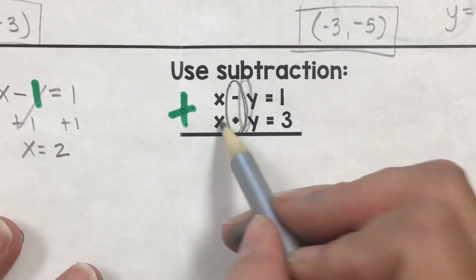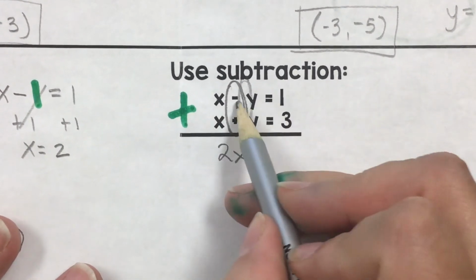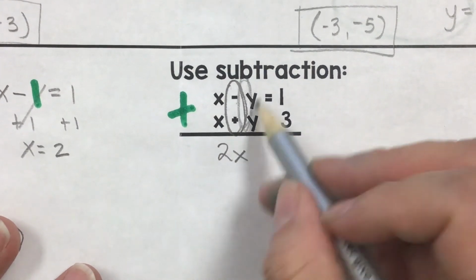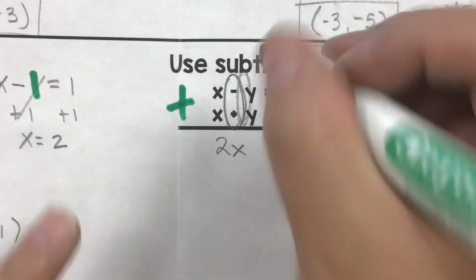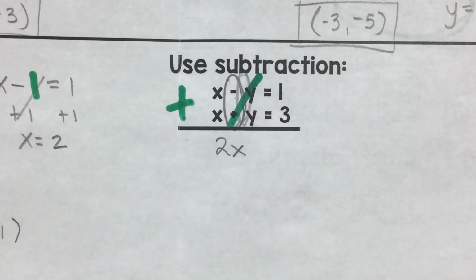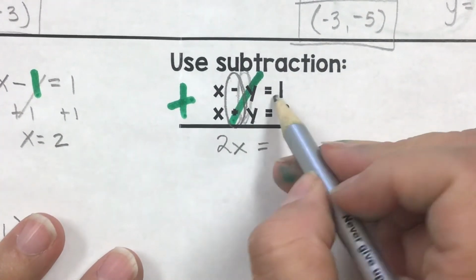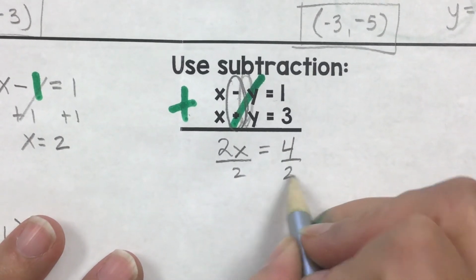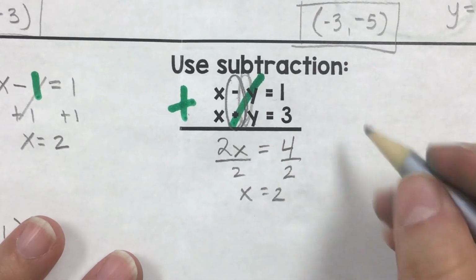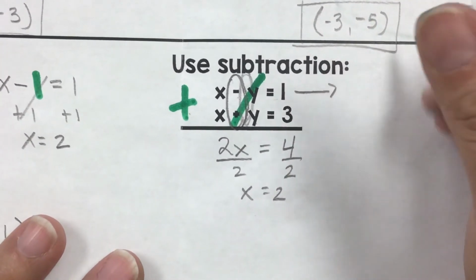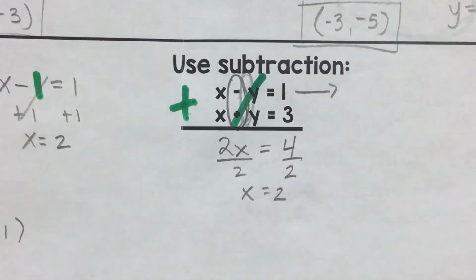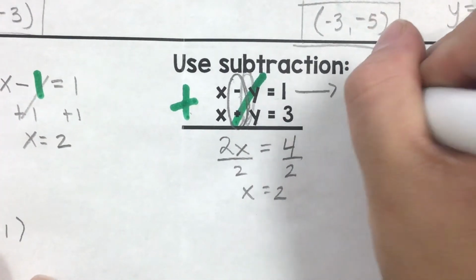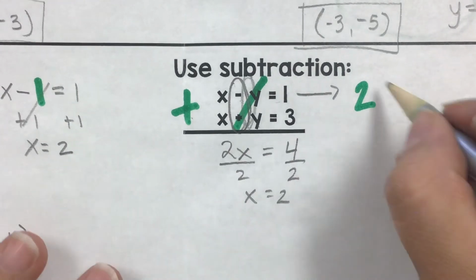So x plus x is 2x. Negative y plus a y eliminates. And then I have 1 plus 3, which is 4. We divide by 2. X is equal to 2. We're going to plug it into the first equation. 2 minus y is equal to 1.